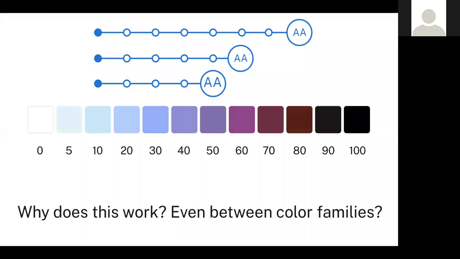So why does this work? Even between color families, how can we say that this is true? How can we be so confident that this will work? The way we can be confident about this is by beginning to understand this concept of relative luminance. Relative luminance is the key to all of this. Relative luminance is a value or a calculation.